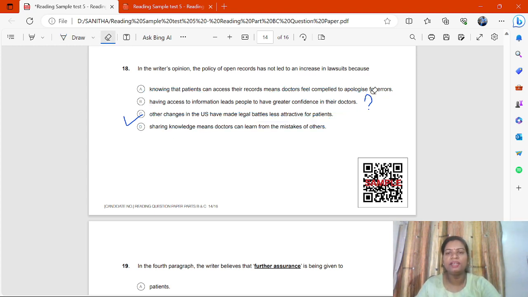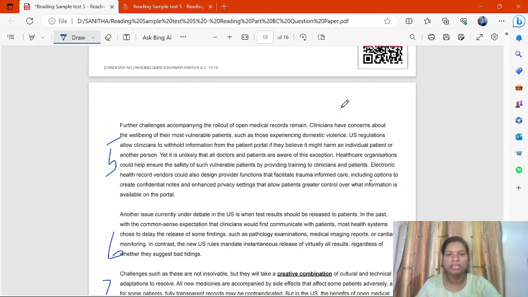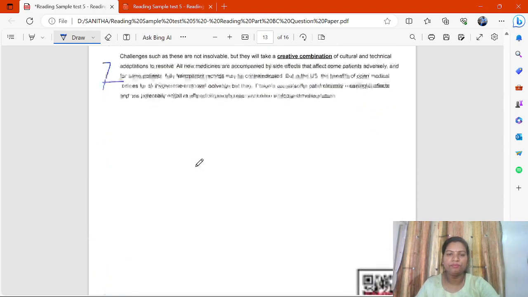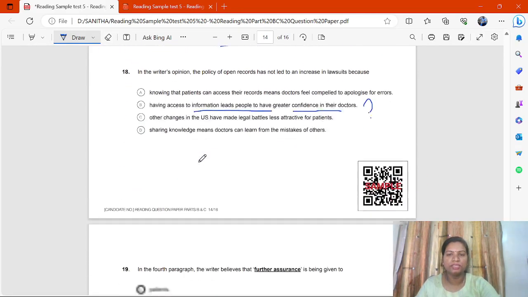We have only one doubt, about the option having access to information leads people to have greater confidence in their doctors. Here it is said that the US experience suggests that open and transparent communication increases trust among patients, families, and clinicians. You got the point here? In this way, we have to find out each and every answer. Then come to the next question.